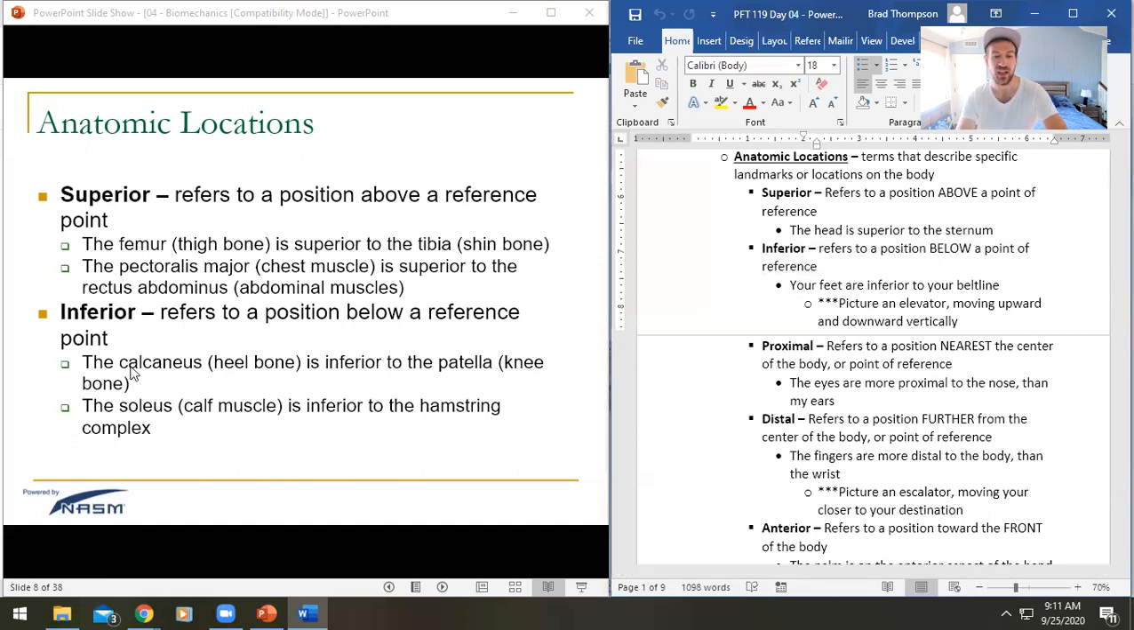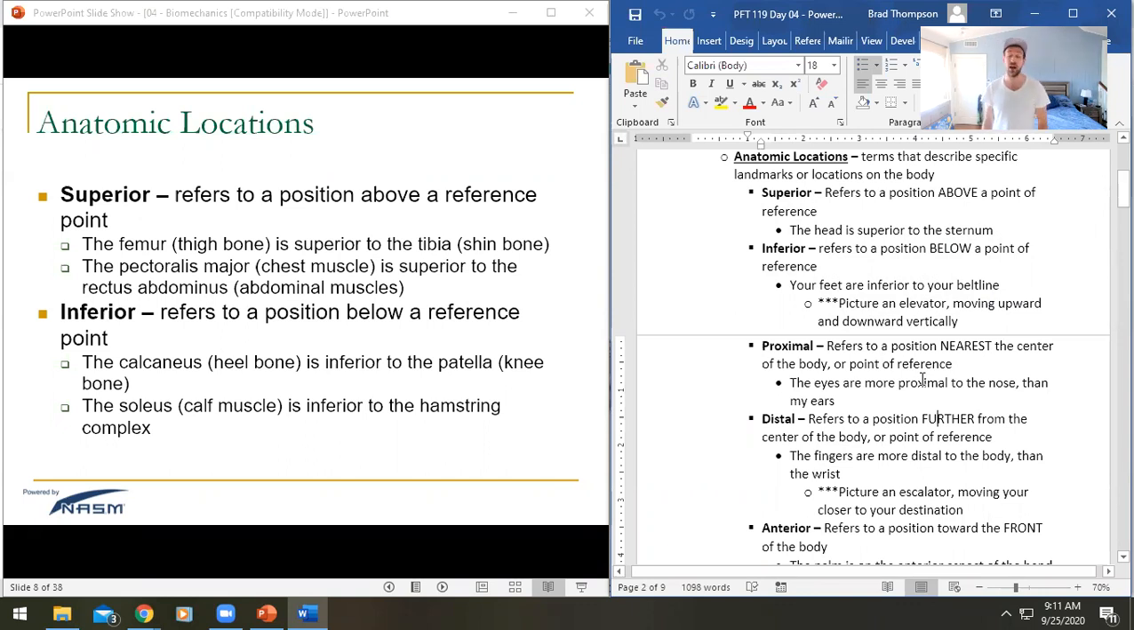And so if we talk about your feet, right? Your feet are below your belt, so they are inferior. Your heel bone is inferior to the patella, right? It's below your knee bone. Your calf muscle is inferior to the hamstring complex. It's below it, right? So when I'm talking about superior and inferior, one thing you need to keep in mind is that it's like an elevator. It only moves up and moves down.